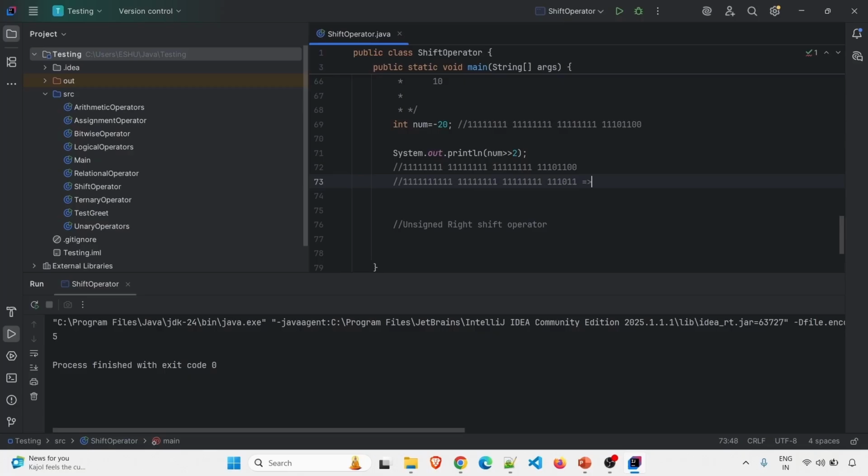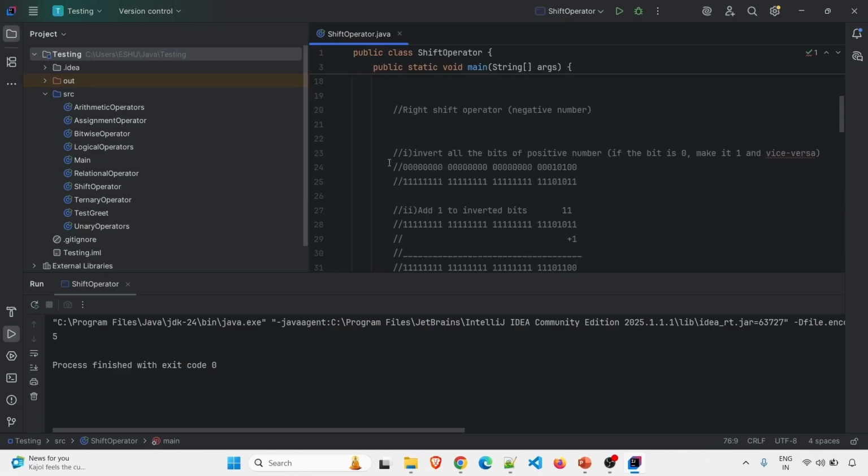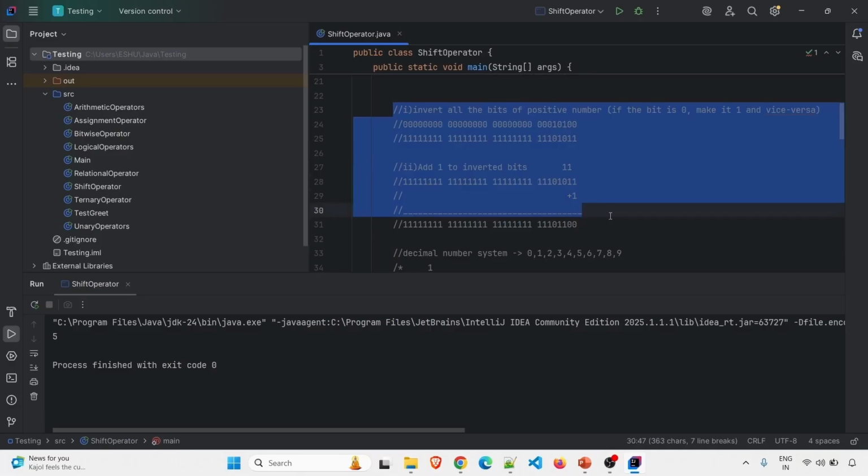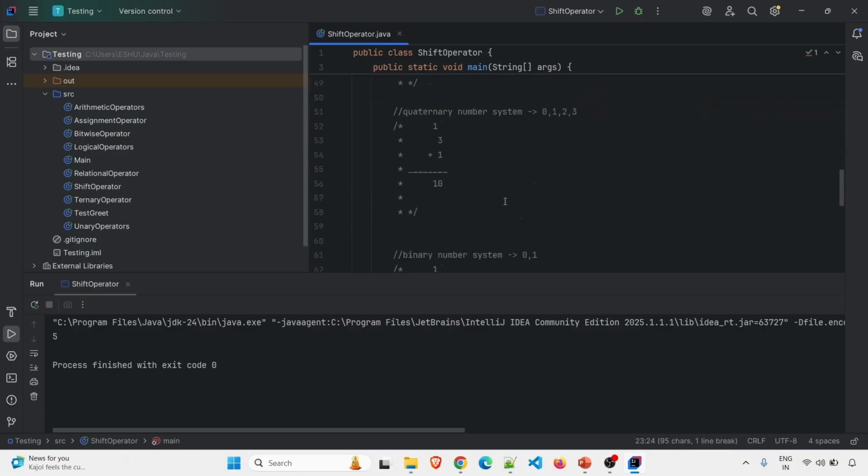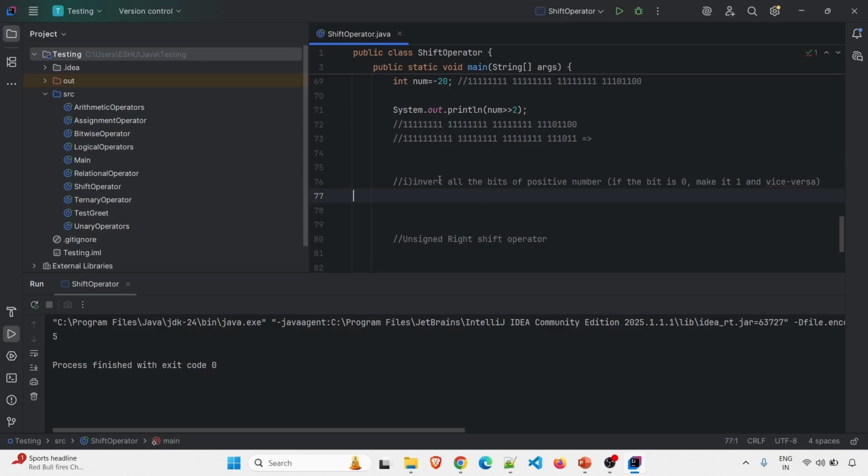Now we have to convert this. This is the binary representation of our answer, but again we have to convert this binary representation to decimal representation. So how will we do it? Again we have to follow the same steps. First step: invert all the bits of the negative binary. So this is the negative binary, this is the output which we got. So the first step is to invert all the bits. So we will invert these bits.